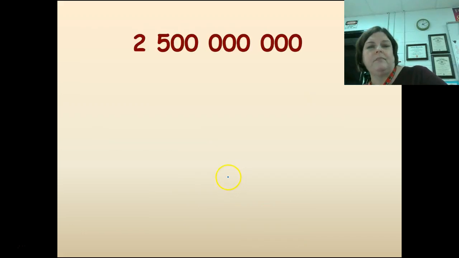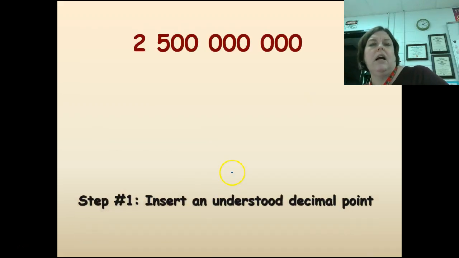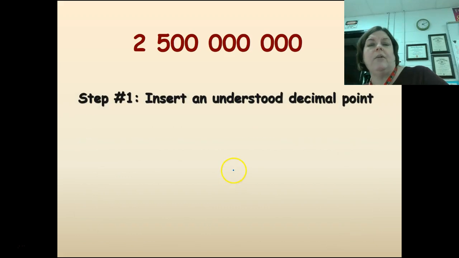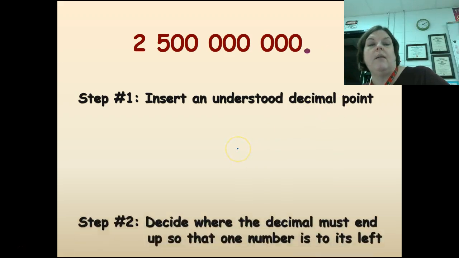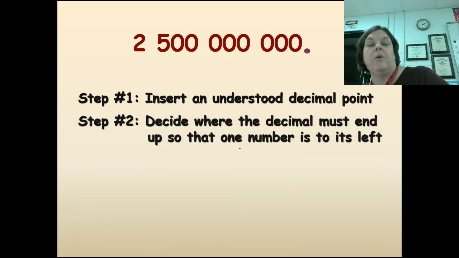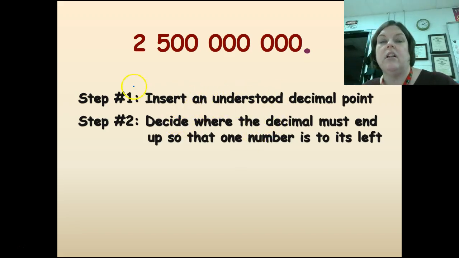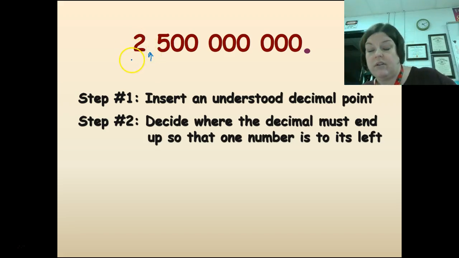So let's look. I have this number. The first thing I'm going to do is insert a decimal point if there's not one inserted. So I see that a decimal point goes right here at the end. Then I'm going to decide where the decimal point must end up. I know I need a number with only one digit to the left of the decimal point, so I need to go right here. This is where I would like to go because that means there's only a 2 to the left of the decimal point. So I move my decimal point to there.